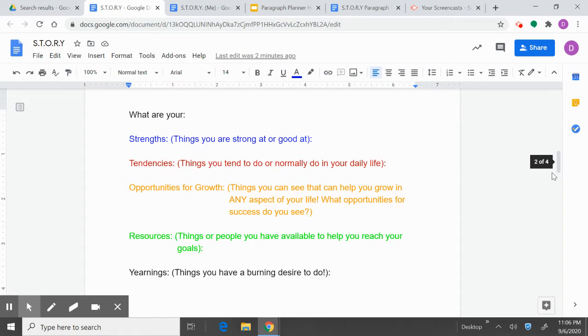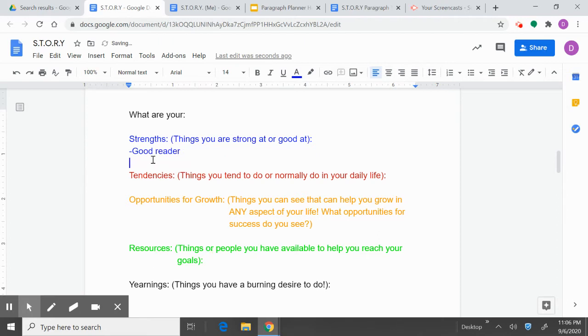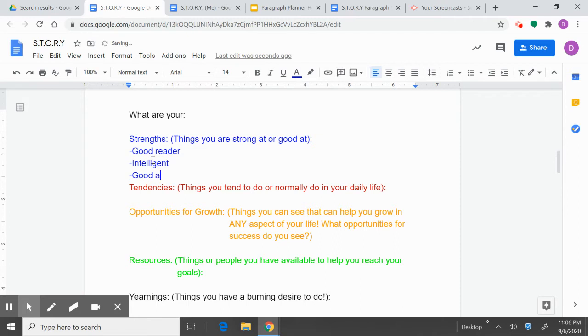So what you're going to do is you have this document that was posted in Google Classroom. You're going to list or put in sentences, however you prefer to do it, how many of these things can you tell me about yourself? What are your strengths? What are your tendencies? What are your opportunities for growth? What are your resources? What are your yearnings? So strengths. For example, maybe you say that you are a good reader. Maybe you can say that you're intelligent. Maybe you can say that you're good at sports. And so on and so on. As many things as you can list that are your strengths.